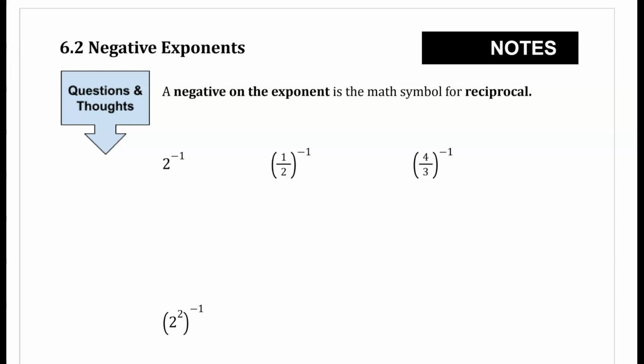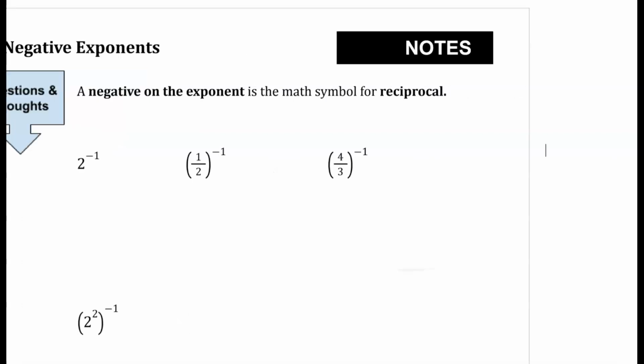In lesson 6.2, let's talk about negative exponents. We use symbols a lot in math to make it easier and quicker to write things down. For example, instead of writing plus, we have a symbol, right? Instead of saying take this away from that, we use the minus sign for that. The negative on an exponent is just a math symbol that indicates that we want to take the reciprocal of the base that it's attached to.